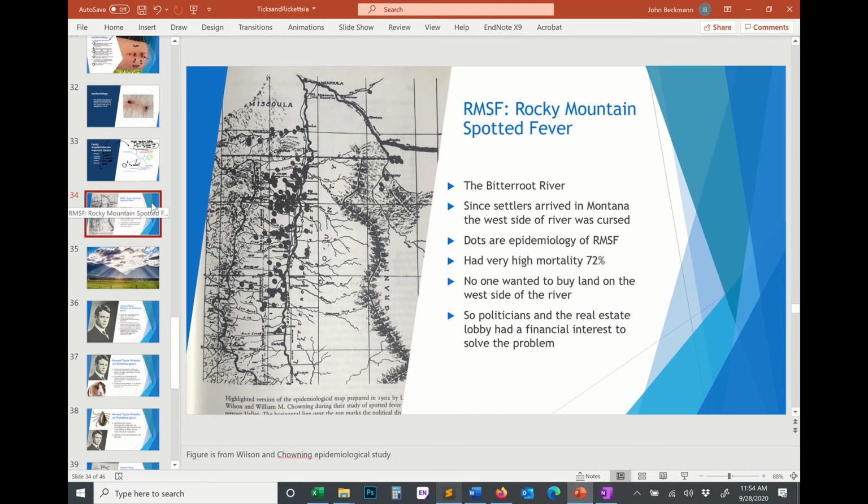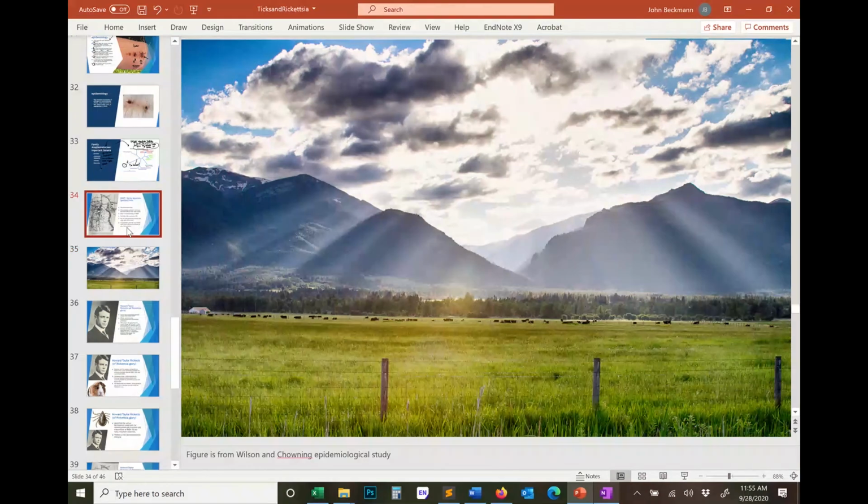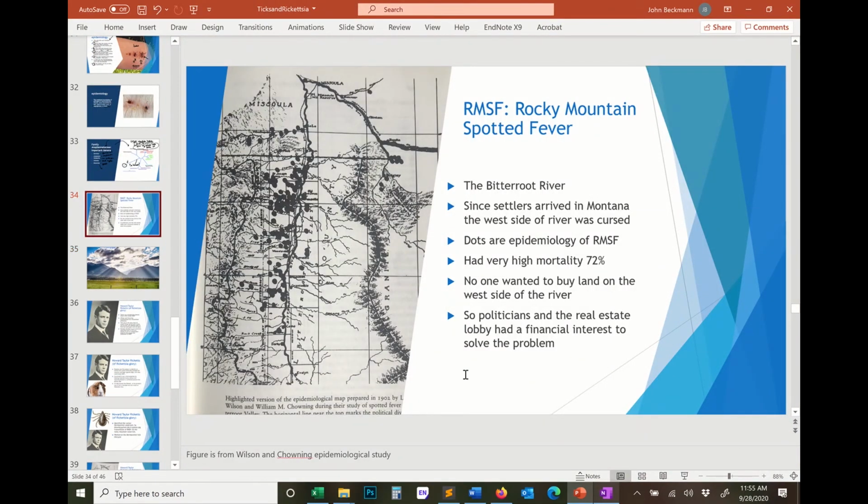Okay, so history of Rocky Mountain spotted fever. The history of this is so interesting. I'm compelled to erase this board. Hang on, so I can draw if I need to. Okay, so this is Montana. Missoula, so the University of Montana is right in this town. And there's a river called the Bitterroot River.